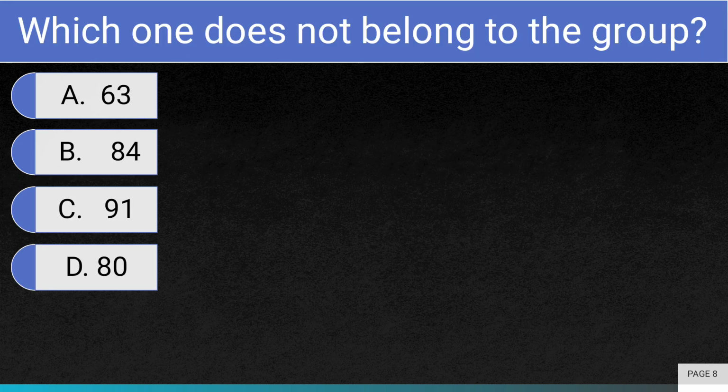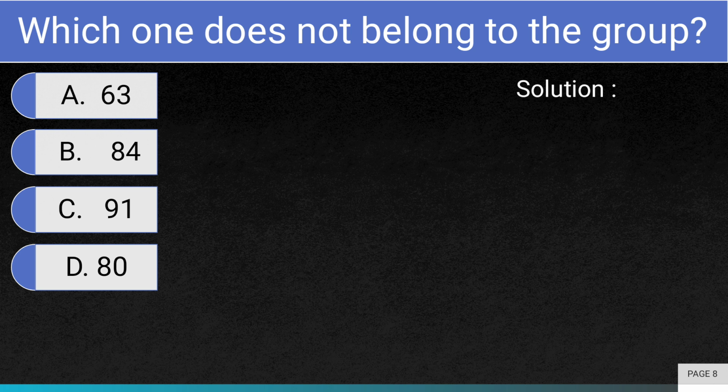Which one does not belong to the group? Here you can see option A 63, option B 84, option C 91, and option D 80, right? So you have to find out the connection. Here you can see 63. 63 is divisible by 7, right? 7 9 63.